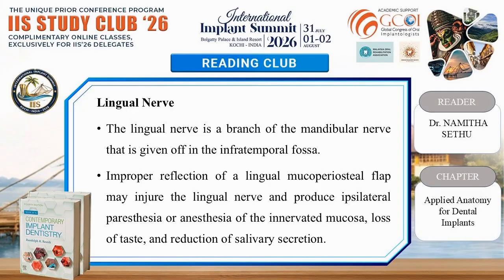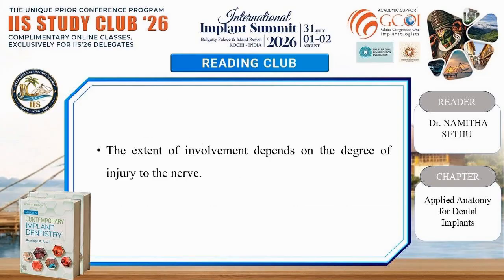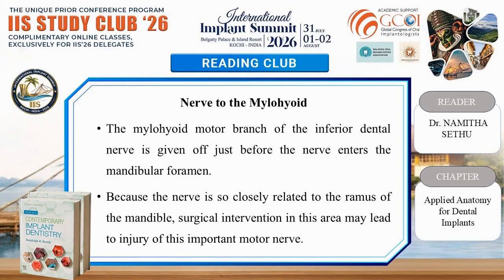Improper reflection of the lingual mucoperiosteal flap may injure the lingual nerve and produce ipsilateral paresthesia or anesthesia of the innervated mucosa, loss of taste, and reduction of salivary secretion. The extent of involvement depends on the degree of injury to the nerve. Nerve to mylohyoid. The mylohyoid motor branch of the inferior dental nerve is given off just before the nerve enters the mandibular foramen. Because the nerve is so closely related to the ramus of the mandible, surgical interventions in this area may lead to injury of this important motor nerve.